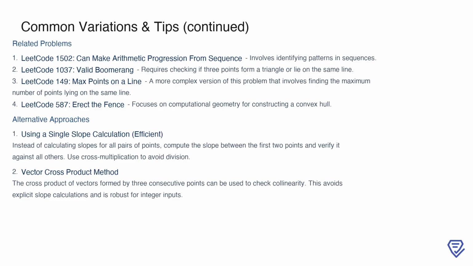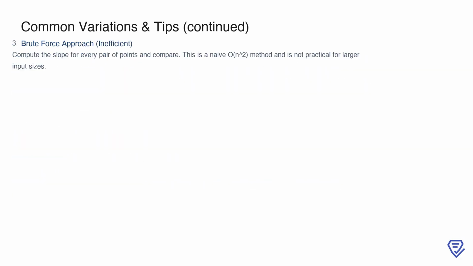While there are efficient ways to solve this problem, it's worth mentioning the brute force approach as a contrast. This method involves calculating the slopes between every possible pair of points and comparing them to determine if they align. While conceptually straightforward, this approach is highly inefficient, with a time complexity of O(n squared), making it impractical for larger datasets. This emphasizes the importance of optimizing your solution and choosing the right strategy for the problem.